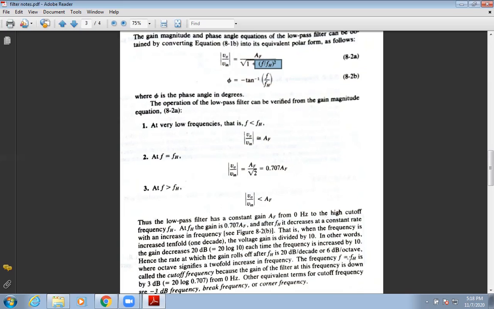The frequency f equal to fH is called the cutoff frequency because the gain of the filter at this frequency is down by 3 dB from its value at 0 Hz. The other equivalent terms used for the high cutoff frequency are minus 3 dB frequency, break frequency, or sometimes corner frequency.